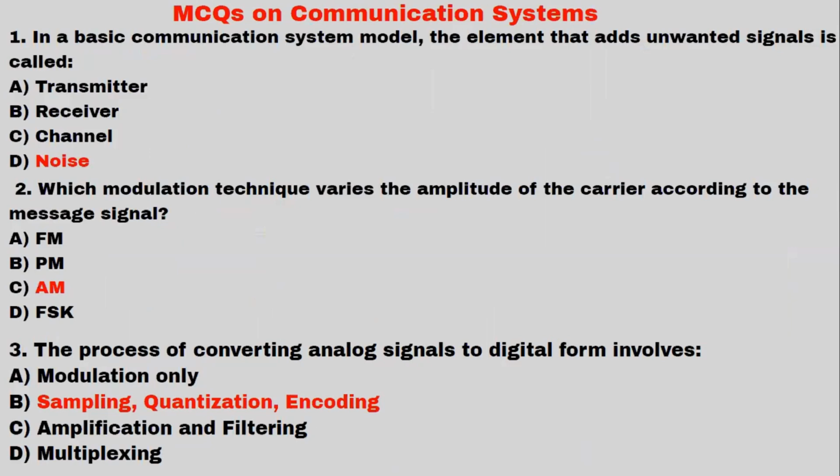Question number 1: in a basic communication system model, the element that adds unwanted signal is called noise. Please remember, it is not the transmitter, receiver or channel; it is noise. Question number 2: which modulation technique varies the amplitude of the carrier according to the message signal? Amplitude is varied, that is AM, amplitude modulation. Question number 3: the process of converting an analog signal to digital form involves sampling, quantization, and encoding. This is the correct answer for question number 3.